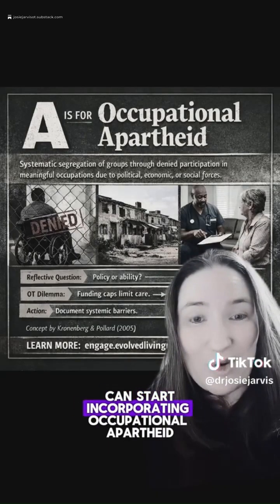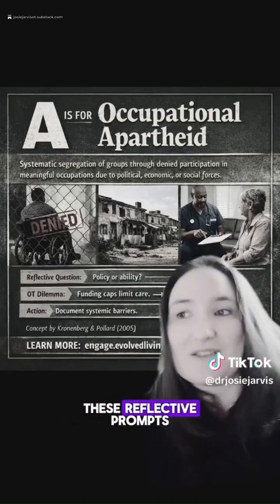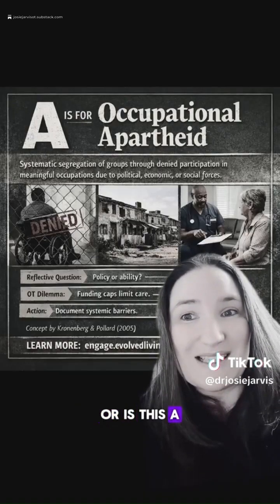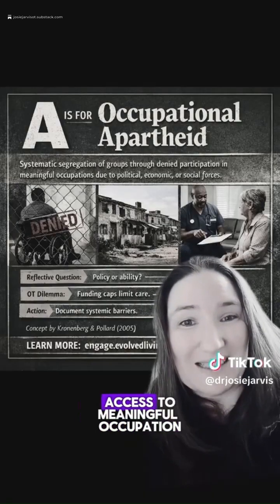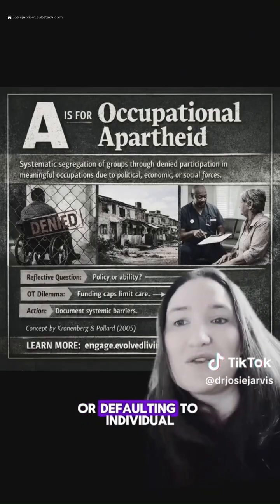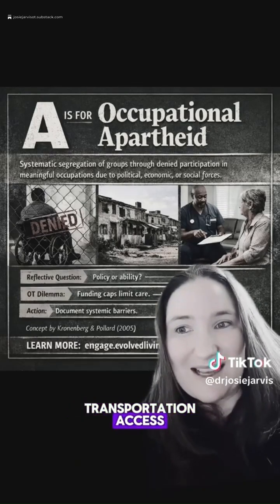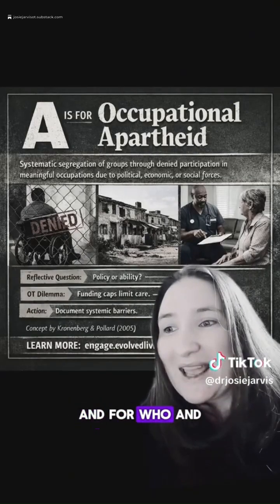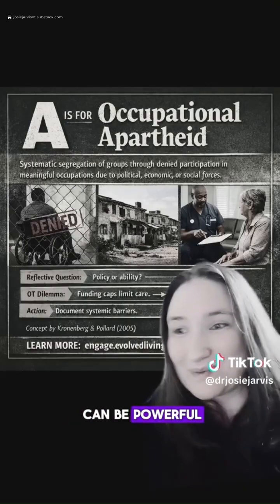Some ways that you can start incorporating occupational apartheid into your contemporary practice can be supported by these reflective prompts. Is this a participation barrier rooted in an impairment, or is this a sustained environmental restriction? Where in my caseload are structural policies limiting access to meaningful occupation? Am I documenting systemic barriers clearly or defaulting to individual deficit language alone? How might funding caps, transportation access, insurance limitations, and school policies shape occupational opportunity, and for whom? And what would advocacy look like in this case? Even in small ways, it can be powerful.